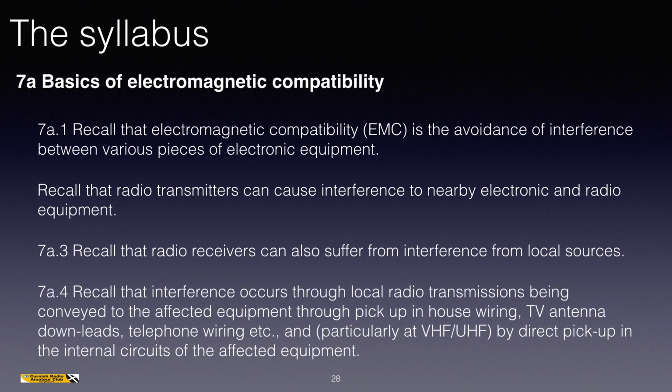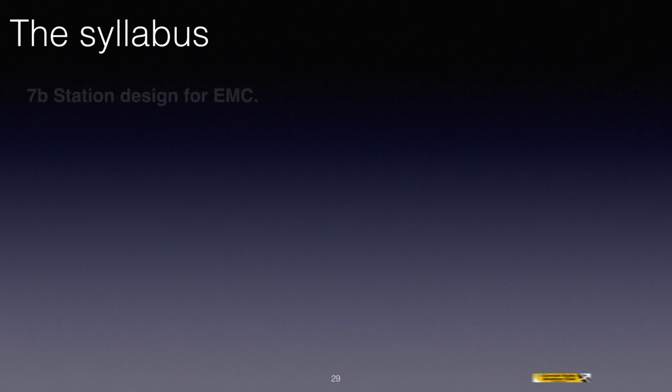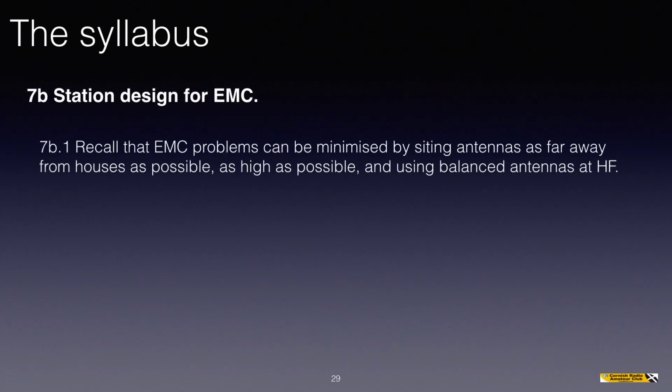Recall that interference occurs through local radio transmissions being conveyed to the affected equipment through pickup in house wiring, TV antenna downleads, telephone wiring, etc., and particularly at UHF by direct pickup in the internal circuits of the affected equipment. And we looked at the 4 mechanisms for pickup in an earlier slide. Station design for EMC. Recall that EMC problems can be minimized by siting antennas as far away from houses as possible, as high as possible, and using balanced antennas at HF.